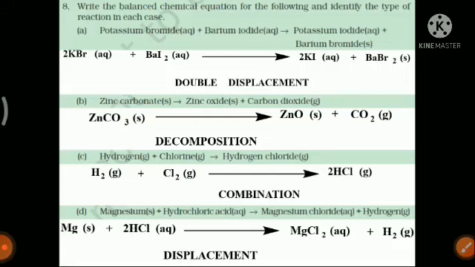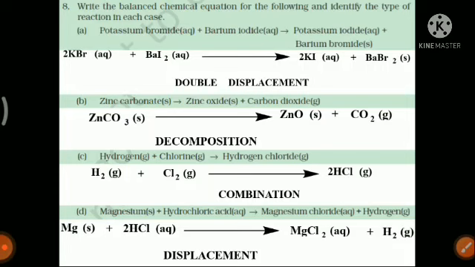Similarly, here you see zinc carbonate is giving zinc oxide and carbon dioxide. That means we have already discussed that if a single reactant is giving two or more products, then that is a decomposition reaction. Okay, look at option C. Here two reactants are giving only one product. So if you recall our classes, if two or more reactants are giving a single product, then it is a combination reaction. Okay, now combination and decomposition reactions are just the reverse, the opposite of each other.